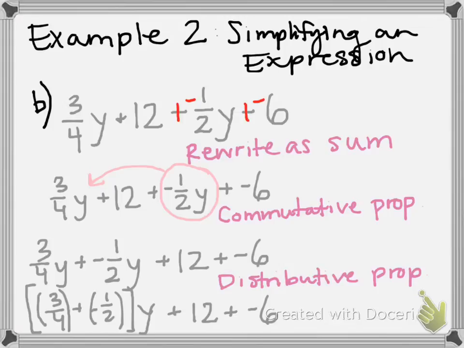3/4 plus negative 1/2 y. So please notice that I just simply took the coefficients that were in front of the y and I put them together because I can, because they have the same variable to the same power. And that is called the distributive property. So 3/4 plus negative 1/2 y plus 12 plus negative 6.